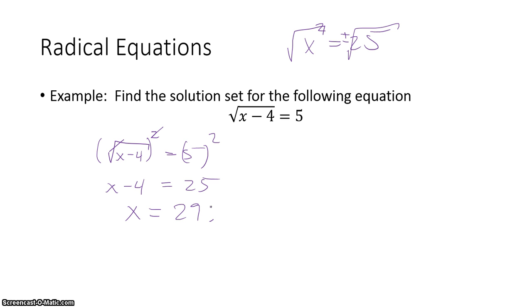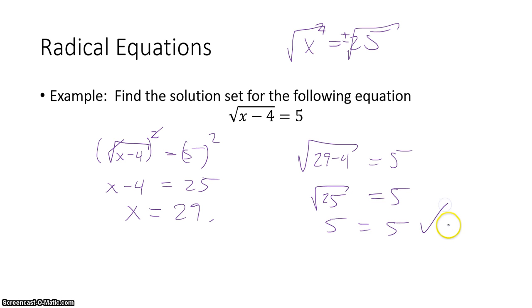One thing particular to radical equations, or equations involving radicals, is you absolutely must check your answers. When we square both sides of an equation, it could introduce what are called extraneous solutions. So whenever you're dealing with radical equations, you need to check your answers. So let's do that. Square root of 29 minus 4 equals 5. Square root of 25 equals 5. 5 equals 5. This is a true statement, so we are good.